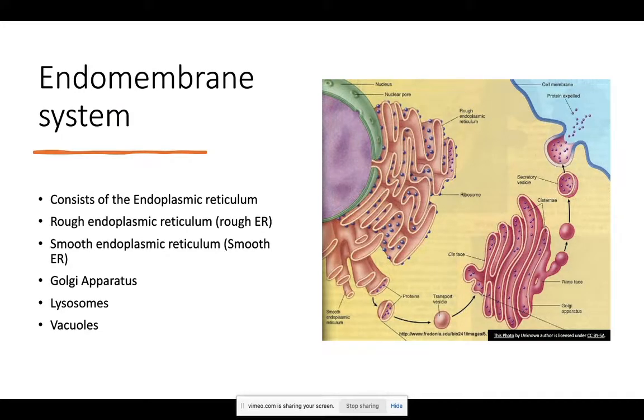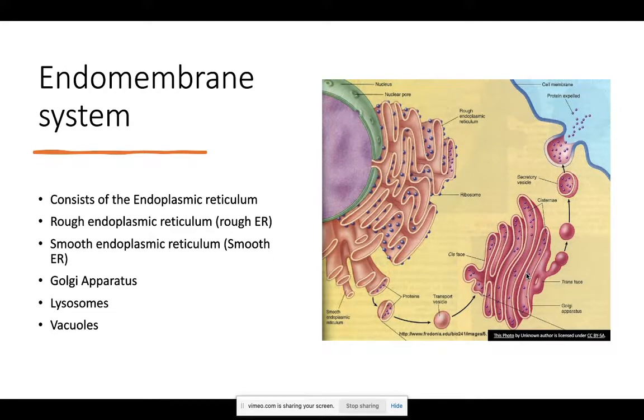This is a complex series of trafficking that happens within your cells. We have something called the endoplasmic reticulum. You have the Golgi apparatus. The Golgi apparatus always looks like this weird jellyfish-like shaped structure.